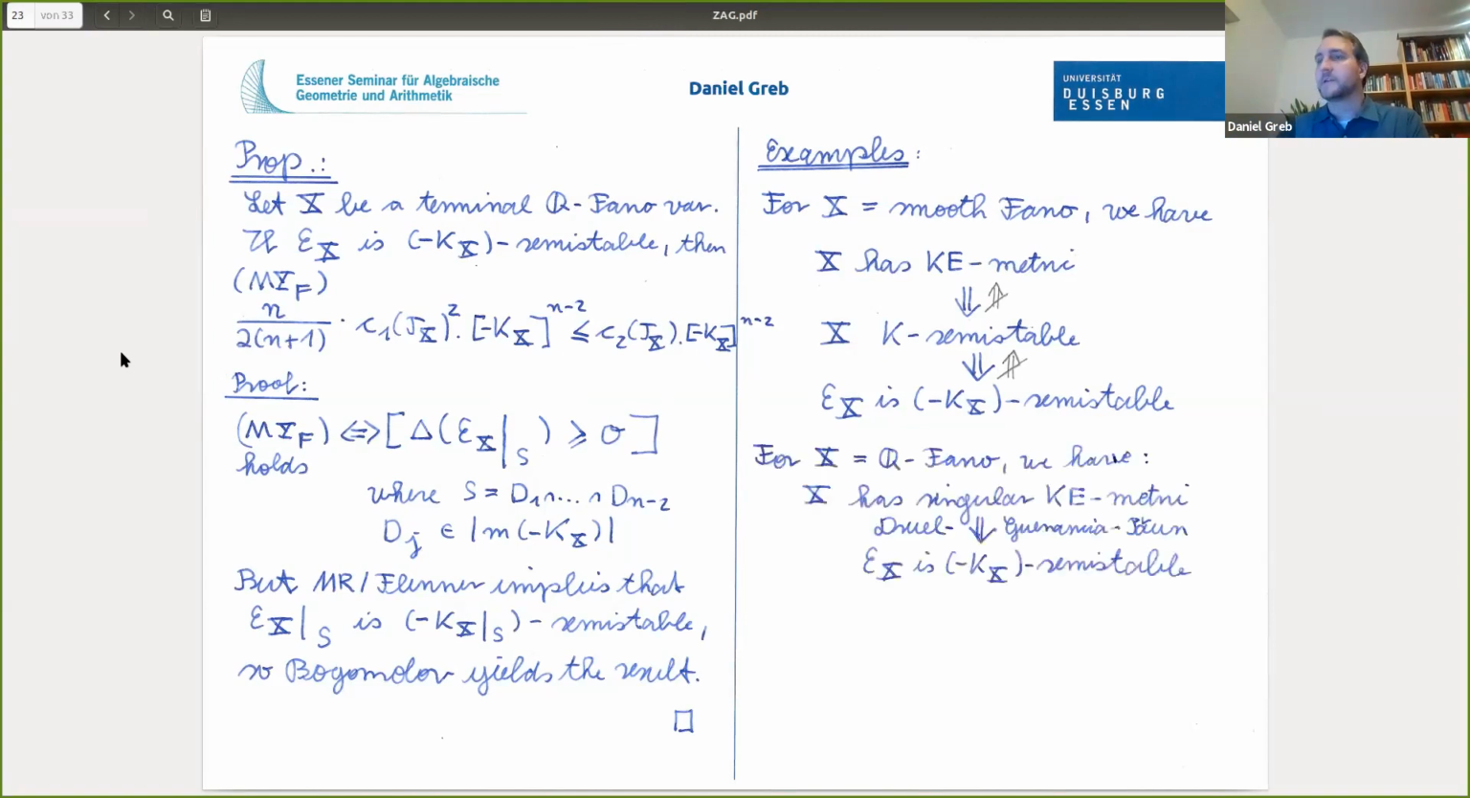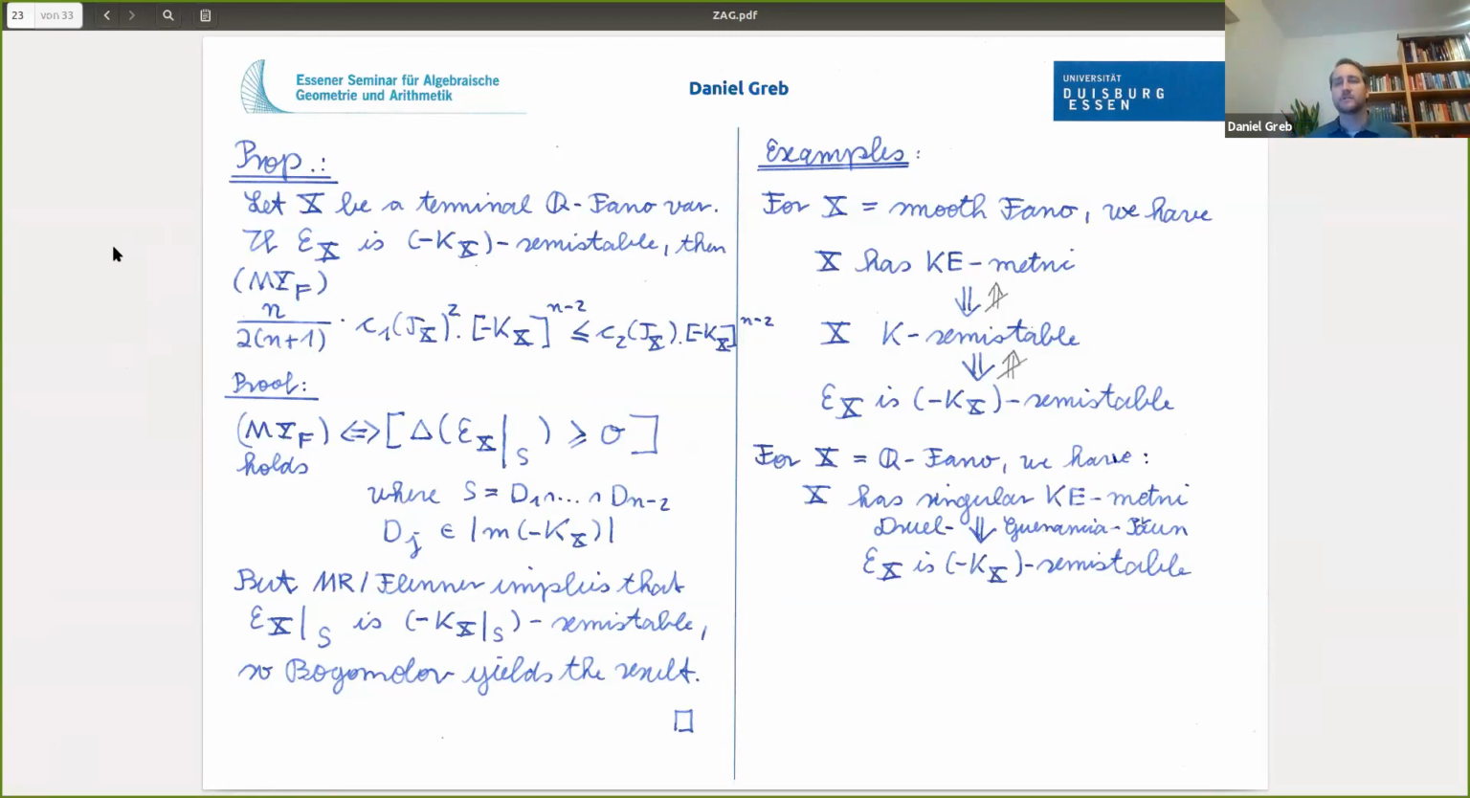What is interesting, I think it's a really great theorem, that even in the singular case, this stays true. So if X is a Q-Fano, in case you know that X has a singular Kähler-Einstein metric, I'm not discussing how you decide on that, that's a completely different business, then a recent result by Stefan Druel, Henri Guenancia, and Mihai Paun tells you that this canonical extension sheaf is still semi-stable. So that's great news. So actually, up here, in the smooth case, X Kähler-Einstein implies that E_X is minus K_X semi-stable.